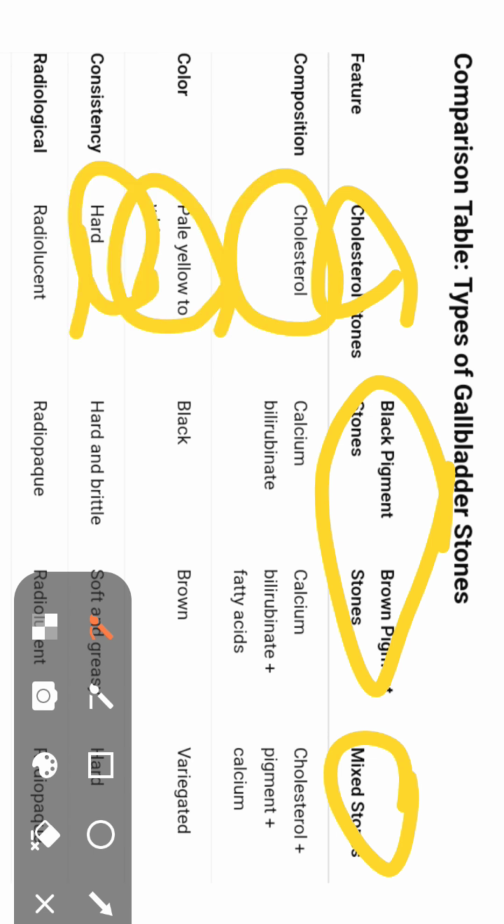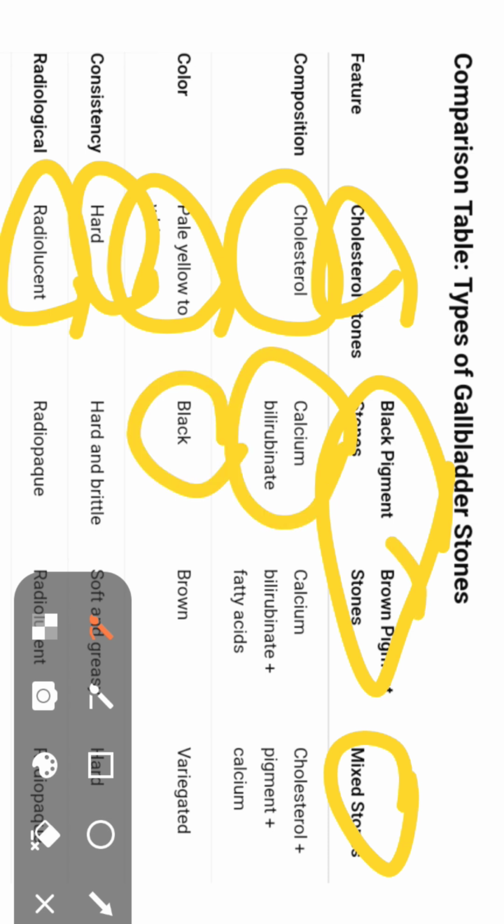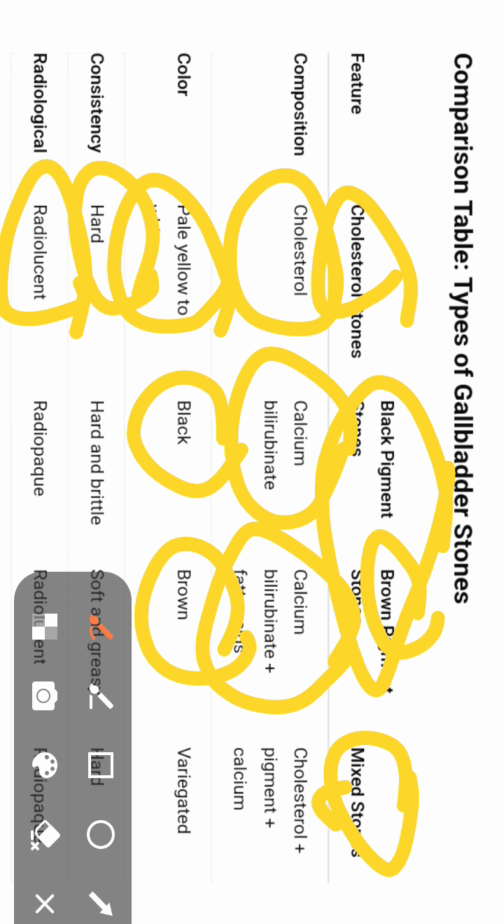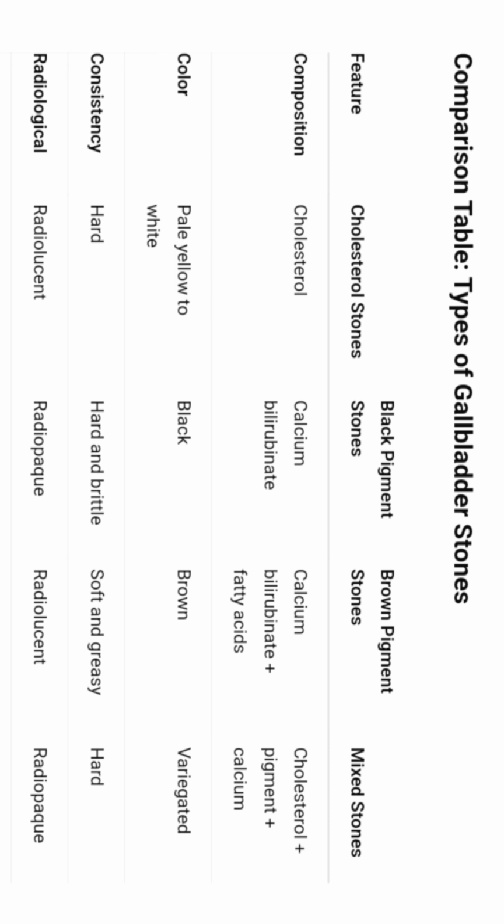Black pigment stones are made up of calcium bilirubinate, black in color, hard and brittle. Brown pigment stones are brown in color because they have fatty acid and calcium bilirubinate, and they are soft and greasy. Mixed stones contain both cholesterol and pigment, a mixture of both. So three types: cholesterol stones, pigment stones, and mixed stones.